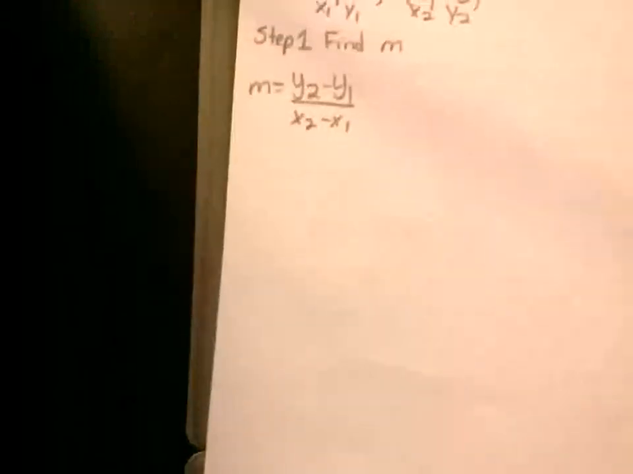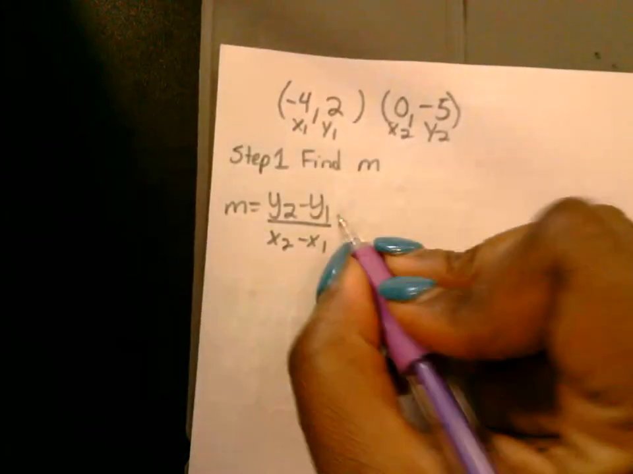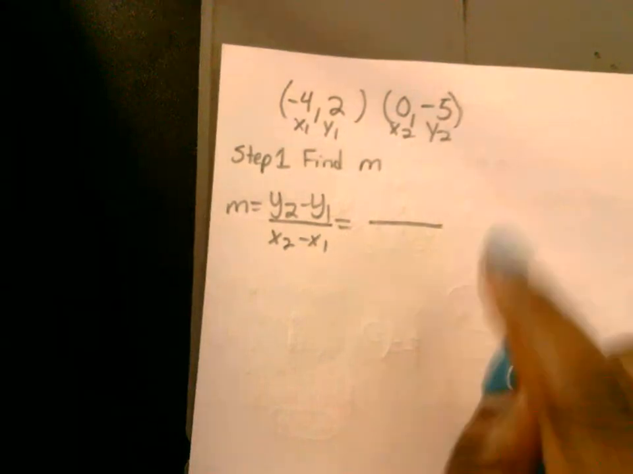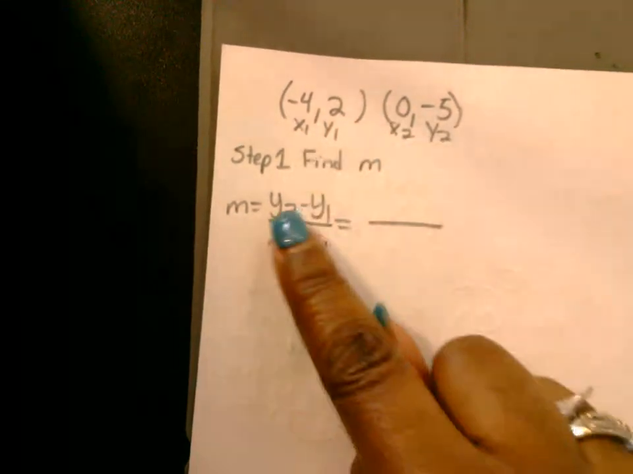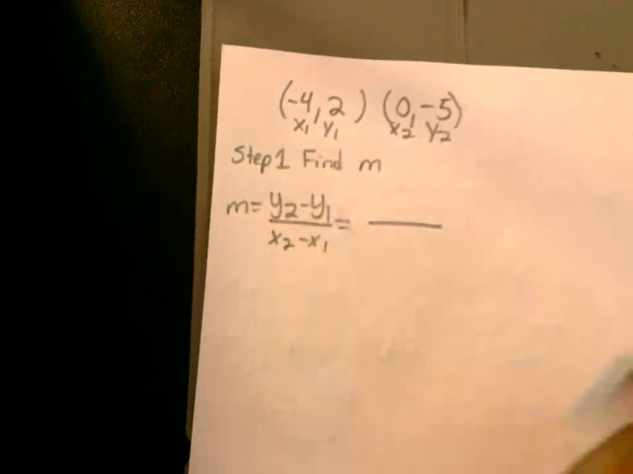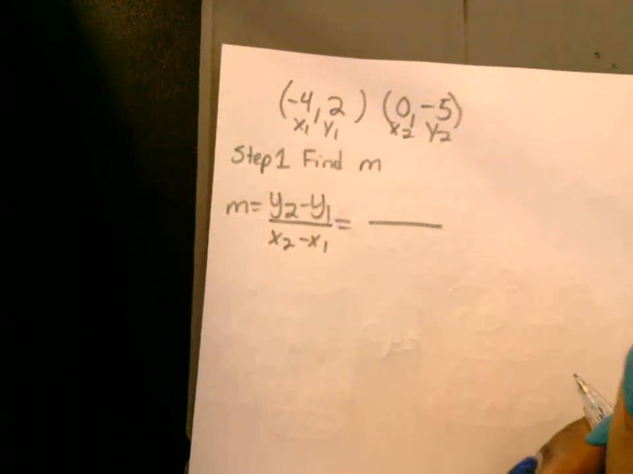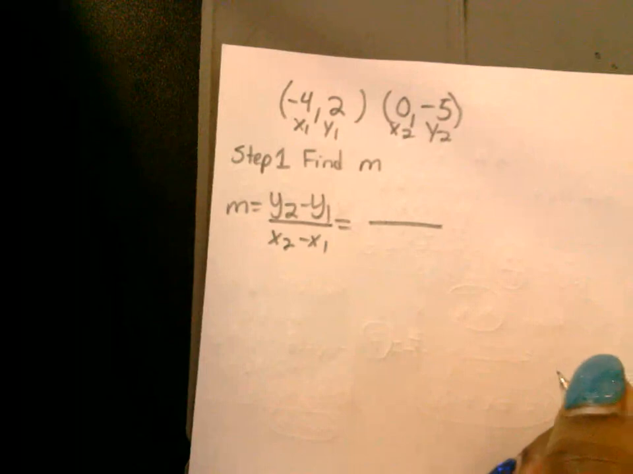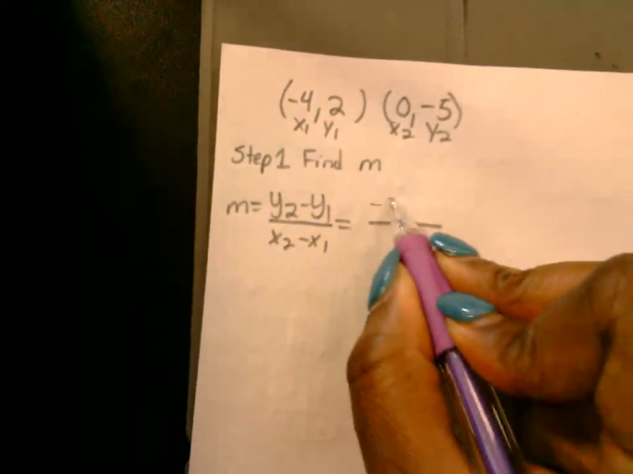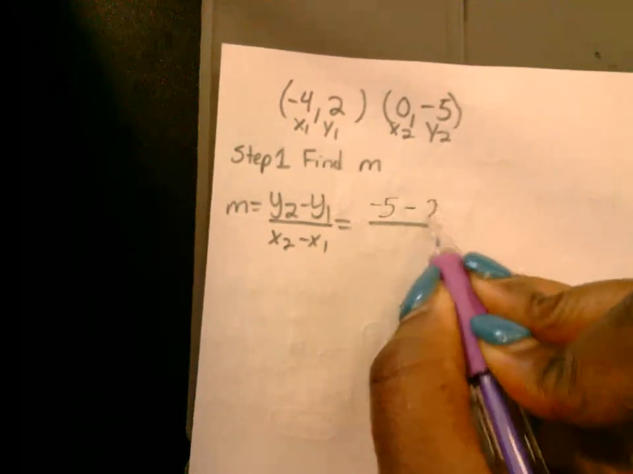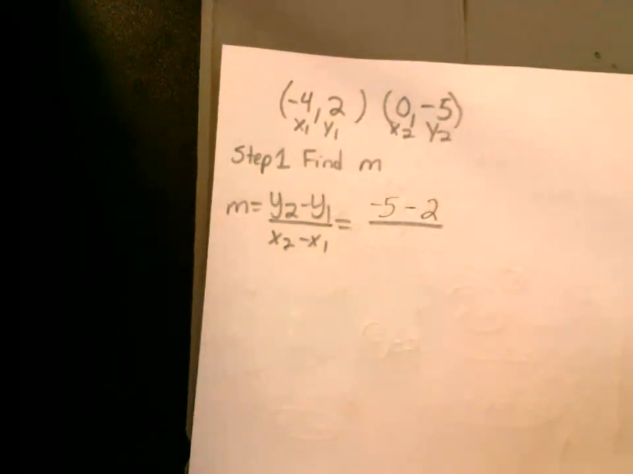Juan, what are we going to put on the top? What minus what? Which one of these numbers is y2? Which one of these numbers is y1? It's y2 minus y1. Okay, which one goes first? -5 minus 2. Okay, sit up, babe.